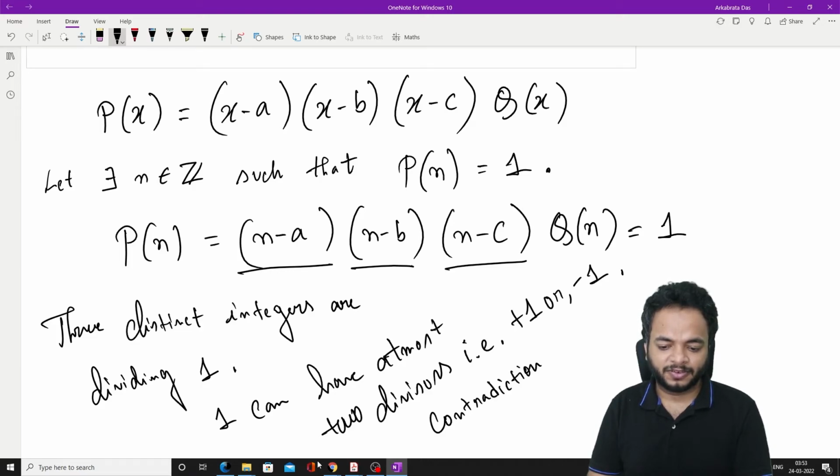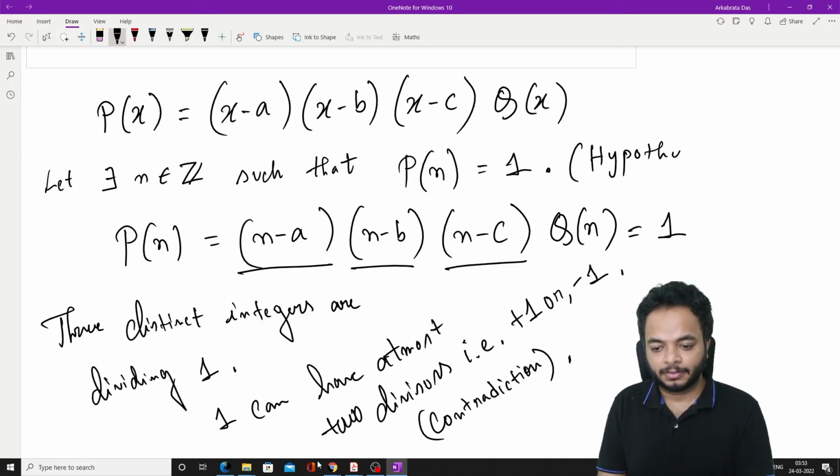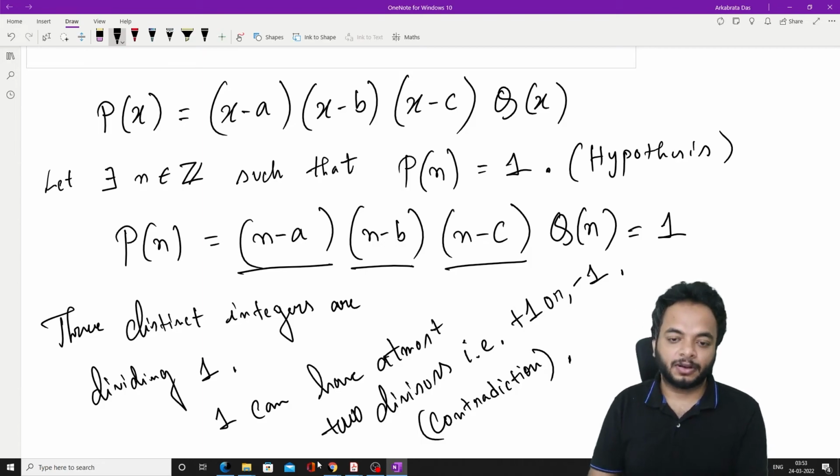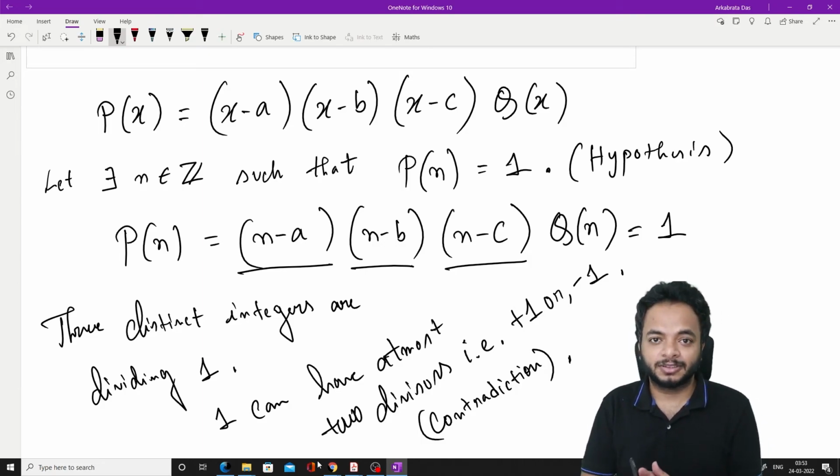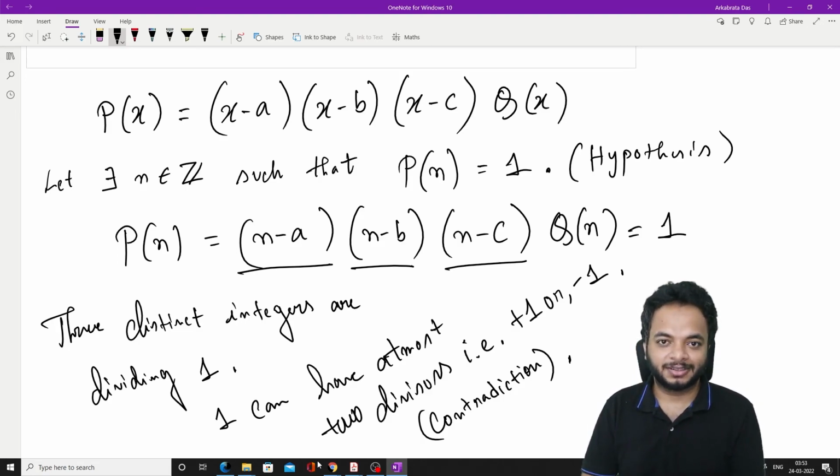So this was a very easy problem. Our hypothesis was saying that there is some integer n such that P(n) is equal to 1, but proceeding with that we got a contradiction, and thus our hypothesis is wrong, proving that there exists no integer n such that P(n) is equal to 1.